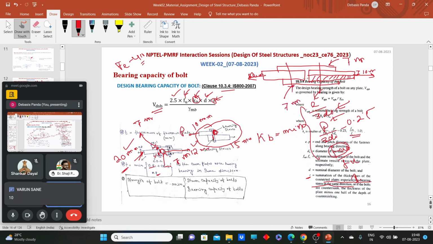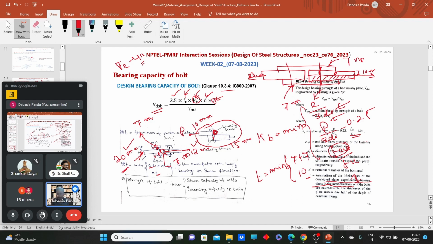What will be the T? 10 mm. Very good, Varun. 10 mm, because in this part the main plate will experience the bearing, and the two other faces here as well. And as I said, the packing plate will not contribute anything towards the load calculation. So obviously T will be the minimum of 7 plus 7 and 10 mm. The value will be 10 mm. So now you have a clear understanding of what T we should take during the calculation of the bearing capacity of a bolt.